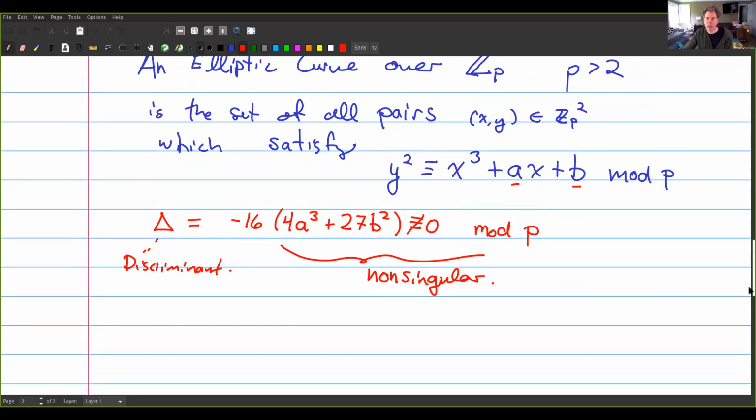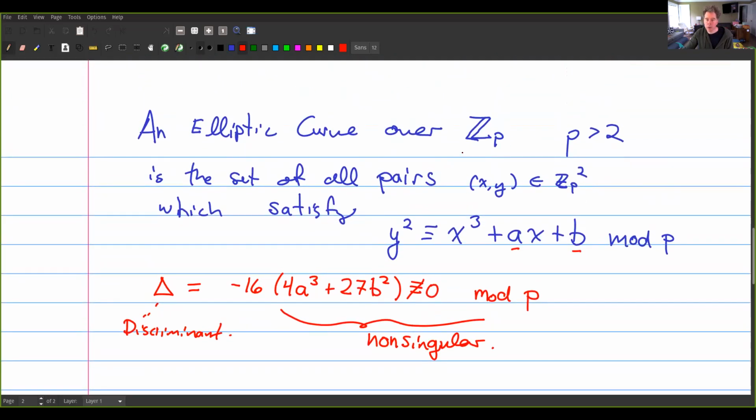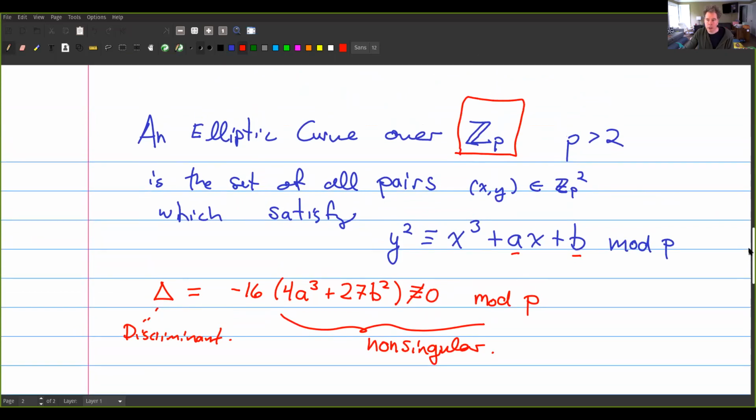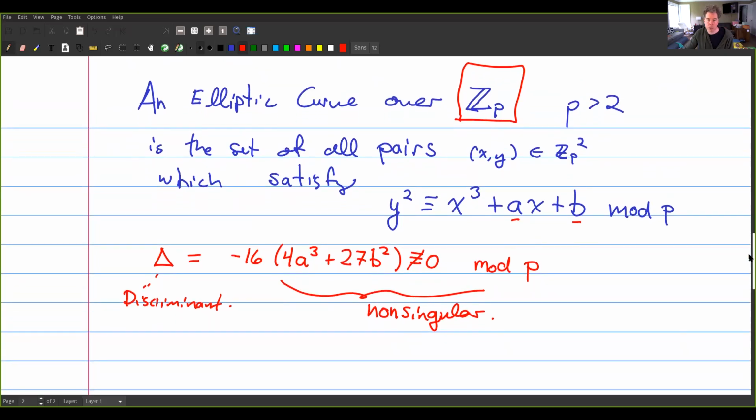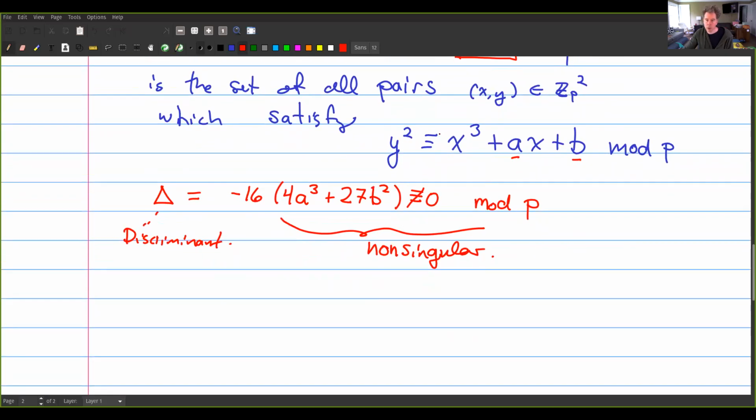Okay, so let's look at some examples. These are supposed to be curves over Z_p, but all of this theory is motivated by the way these things look in the real numbers. So you can also plot this equation over the real numbers. So let's do that for a couple of choices of A and B.